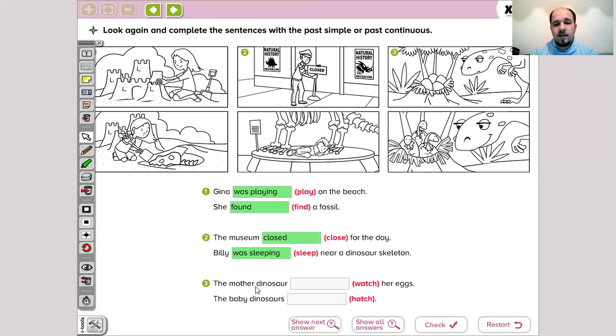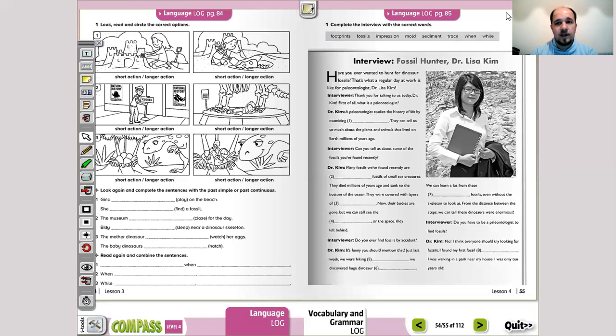And the last one, the mother dinosaur was watching her eggs. Was watching her eggs. Because watching takes long time. It's a long action. And the baby dinosaurs hatched. The eggs cracked and the baby dinosaurs came out. It's a short action. It happens in just a few seconds. Yeah, we have done this activity too. We are doing very good.